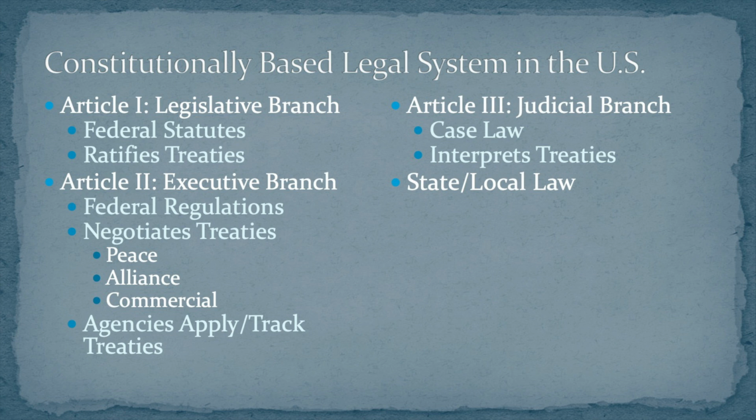But that legislative branch, when we're talking about treaties, is really important, right? Because they actually ratify the treaties. Then we come to Article 2, the executive branch. They create federal regulations. So if you think about the legislative branch that creates statutes, they ratify treaties, they're the ones who actually create the law of the land. That has to go through a process before it gets signed into law.